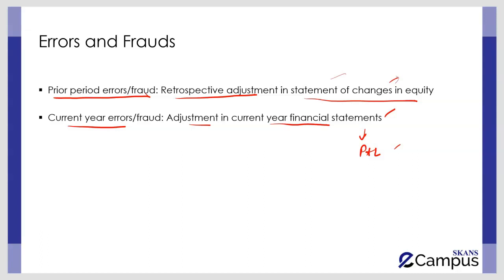So you have to see in the question when the error or fraud took place, and you have to make the adjustment accordingly. In one line, if the examiner asks you that what is the accounting treatment of errors and frauds under IAS 8, you have to say that they are going to be adjusted retrospectively. This is all with the accounting treatment of errors and frauds under IAS 8.